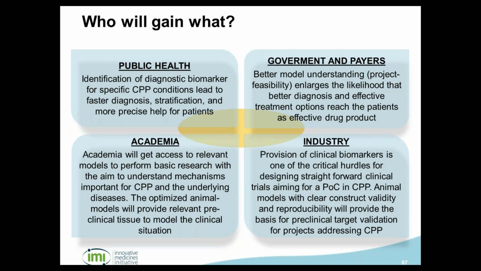Government and payers would gain from better model understanding. This would enlarge the likelihood that better diagnosis and effective treatment options reach the patients as effective drug products. For the industry, the provision of clinical biomarkers is one of the critical hurdles for designing straightforward clinical trials aiming for the proof of concept in chronic pelvic pain. So here we would support with new animal models showing clear construct validity and reproducibility, the basis for preclinical target validation for projects addressing chronic pelvic pain, and the commitment to invest into the direction of the symptoms and the underlying diseases.